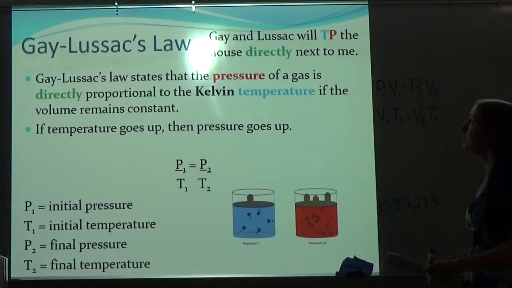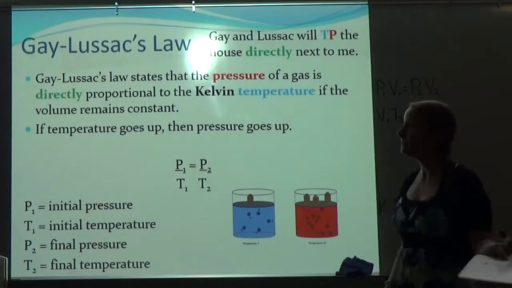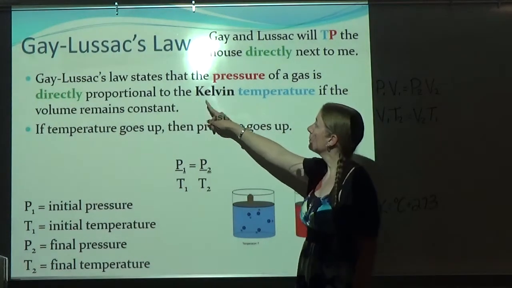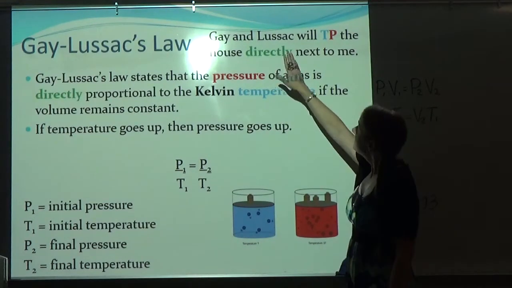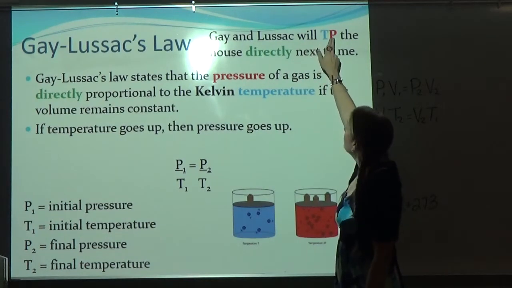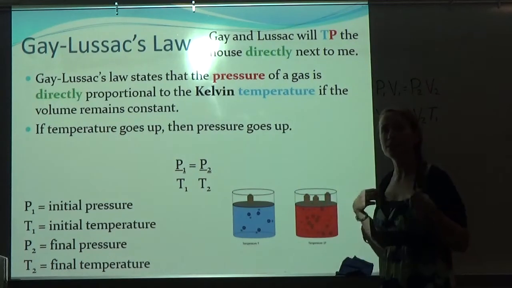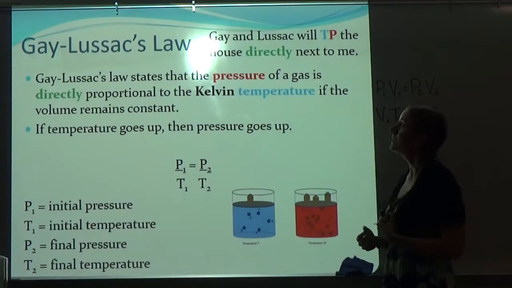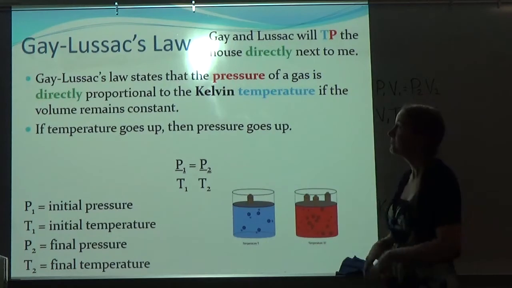Alright, so last part of my little saying is Gay and Lussac will TP the house directly next to me. So Gay-Lussac's law states that the pressure of a gas is directly proportional to the Kelvin temperature if the volume remains constant. So it says Gay and Lussac will TP the house directly next to me. TP stands for temperature and pressure, and since the house is directly next to me, they are directly related. So see, Boyle is the VIP, Charles likes DirecTV, Gay and Lussac will TP the house directly next to me. So hopefully you find that as awesome as I found it when I first made that up.